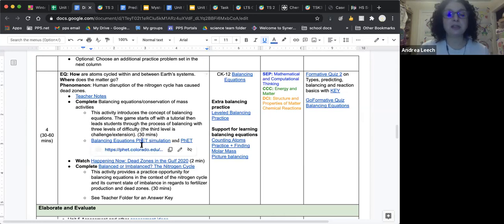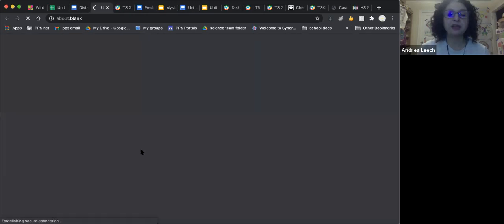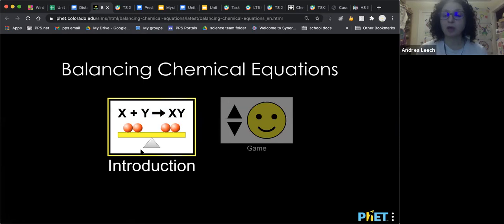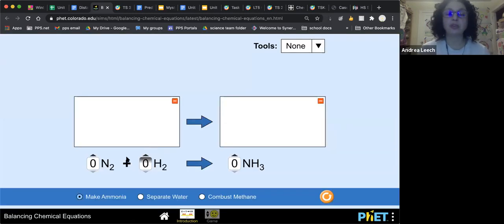All right, so once you get past there, you go into this PhET simulation. The PhET simulation is the balancing equations PhET. As you can see, this loads up quickly because it's an HTML5 PhET, so it runs on the Chromebooks without any other pieces. You can go through the introduction piece, and basically you're adding molecules, and your goal is just to try and get it so that the equation is balanced on both sides.